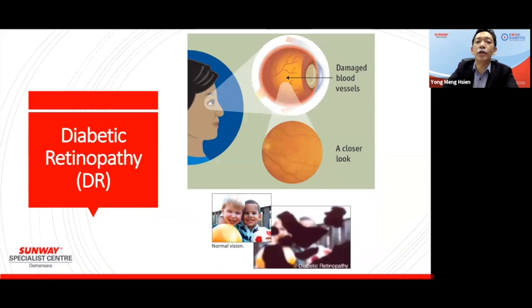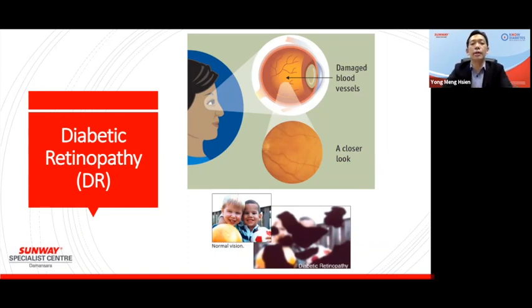Now back to the main focus of today, diabetic retinopathy. Over time, too much sugar in the blood in diabetes can lead to the leakage or the blockage of the tiny blood vessels that nourish your retina. If the leakage happens in the center part of the retina, which we call the macula, it will affect the central sharp vision and cause a drop in vision. This condition we term diabetic macular edema.